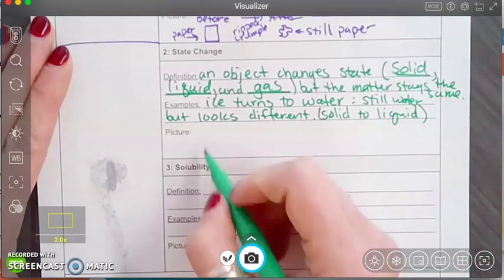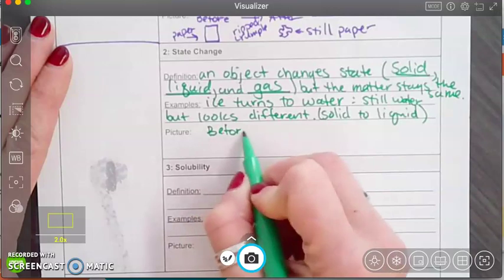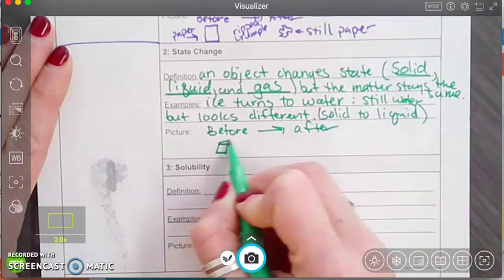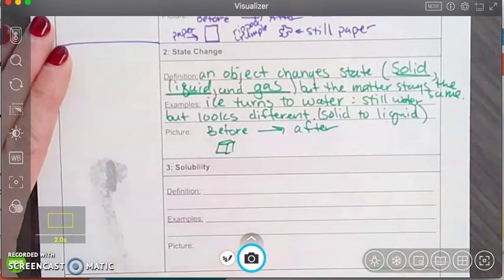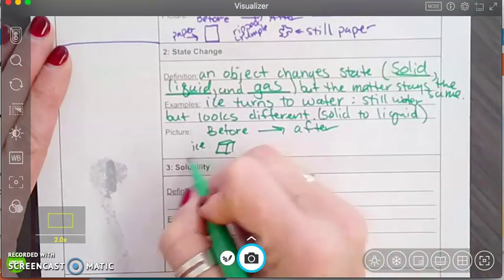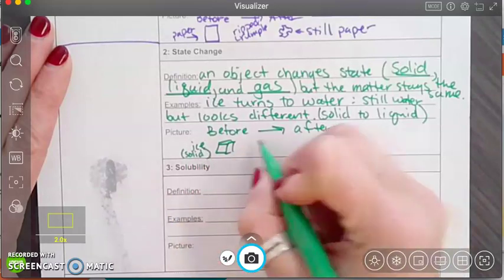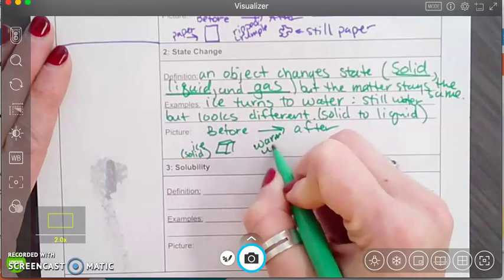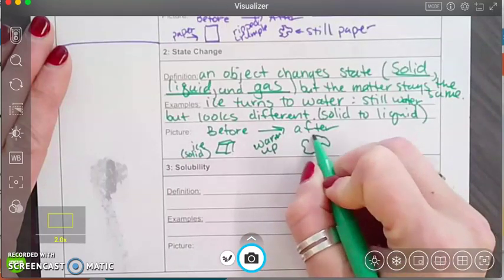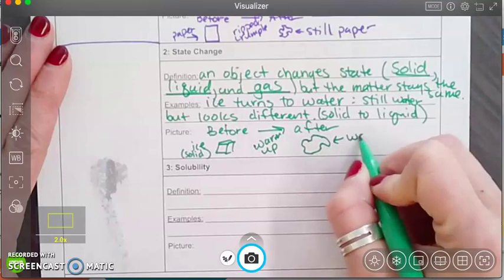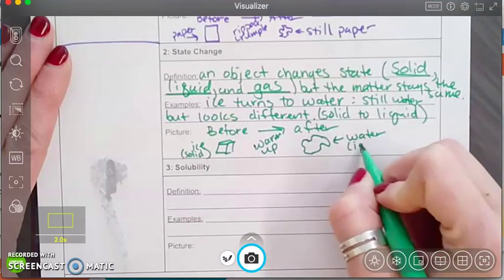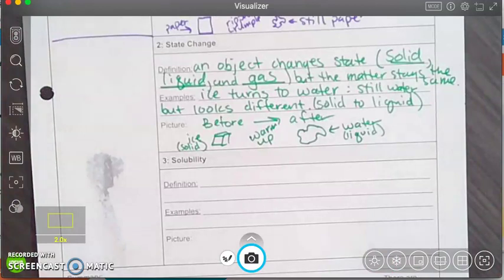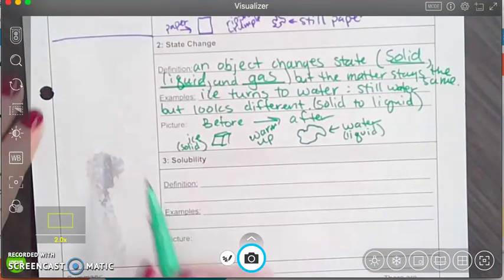I'm going to draw a picture of this. So again, I need a before to an after. So here is my ice cube. I'm going to say this is ice, which is a solid. I'm going to warm it up. And now I get this puddle of water, which is a liquid. Still the same matter, still water, but it's a different state.